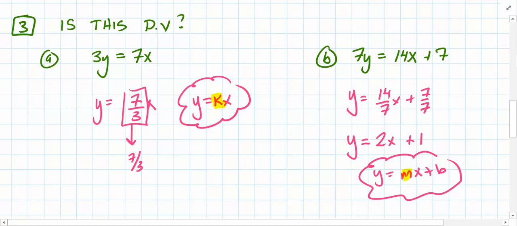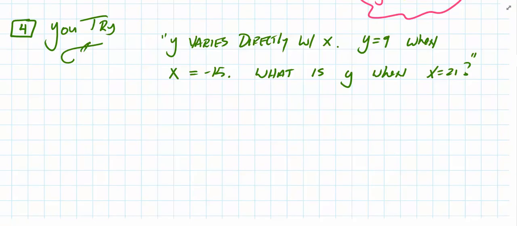So yeah, the second one, part B, would be no, that's not direct variation. Y does not vary directly with the x. Okay, so here's the setup for you to try. You know that y varies directly with x. I'm going to tell you that y is a value of 9 when x is a value of negative 15. I'm asking then, what is the value of y when x is 21?